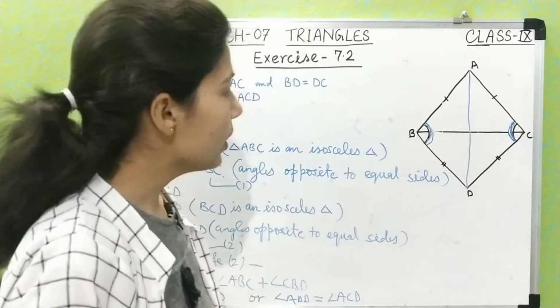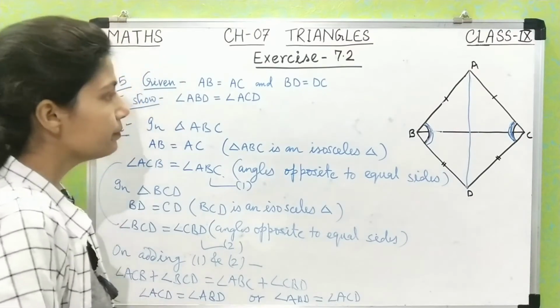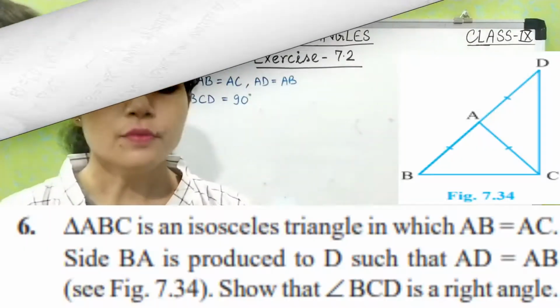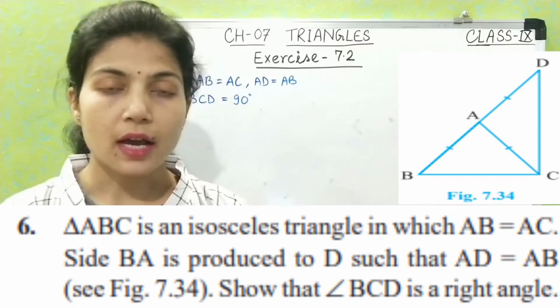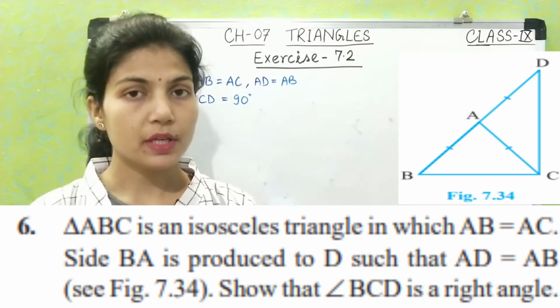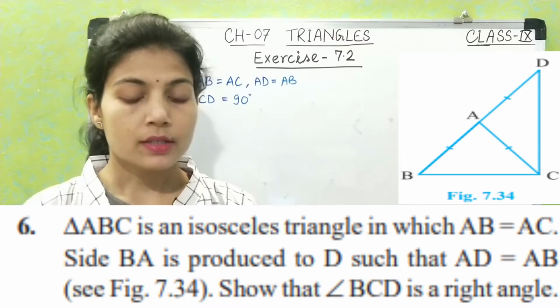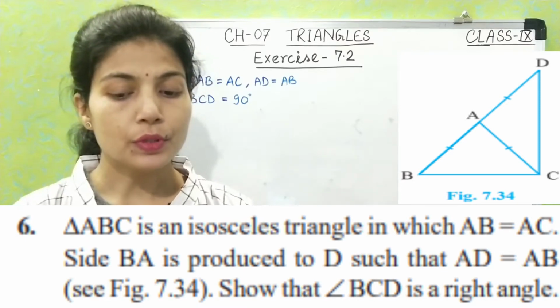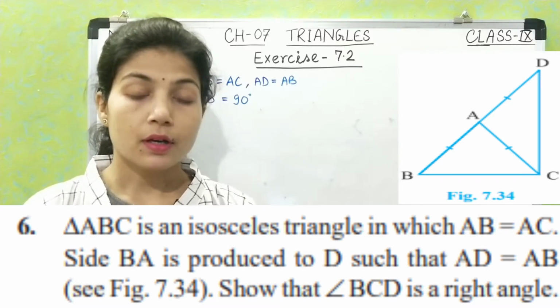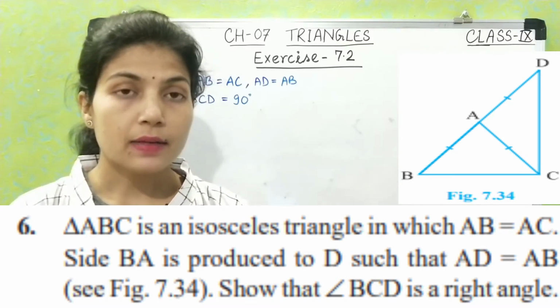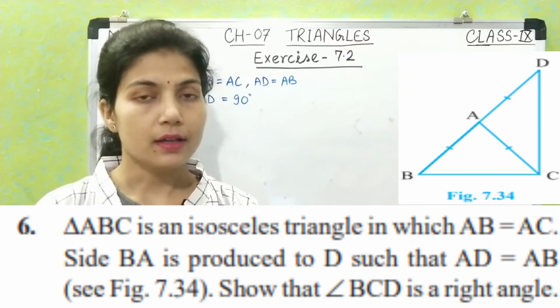Okay, so in both ways you can solve this question. Now question number 6 is: triangle ABC is an isosceles triangle in which AB equals AC. Side BA is produced to D such that AD equals AB. Now show that angle BCD is a right angle.